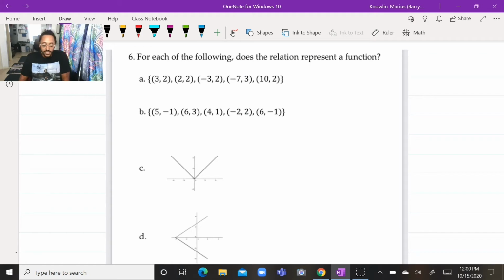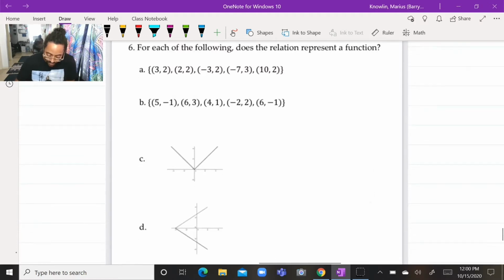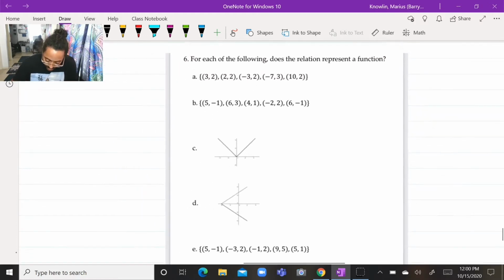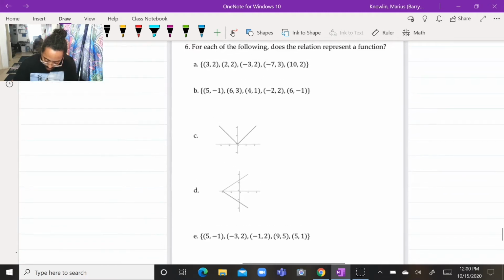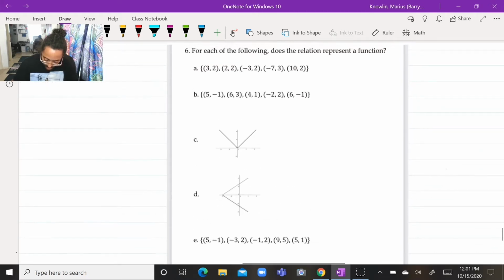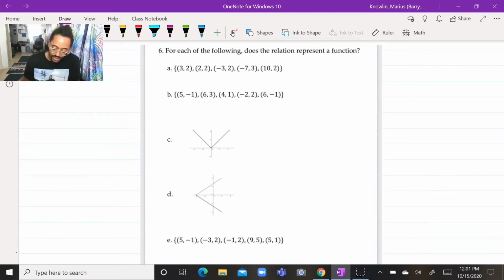Number 6. Number 6 says, for each of the following, does the relation represent a function? Man, so we have 5 things we need to look at here. Let's zoom those out. Okay, all right, that's it for this one. So for number 6, we have to look at all 5 of these.